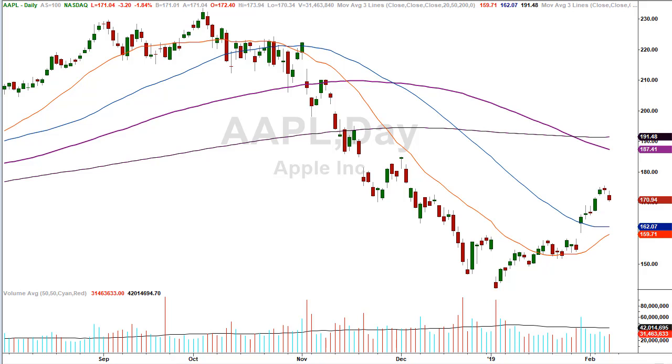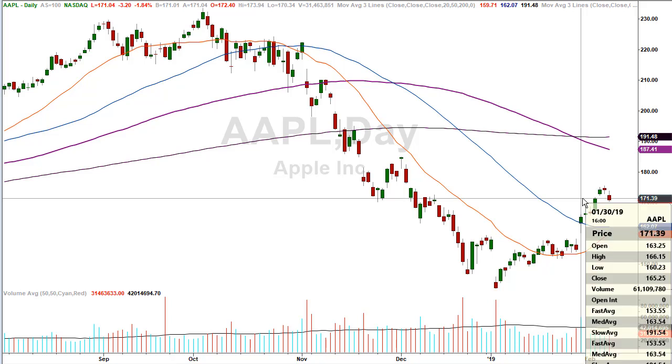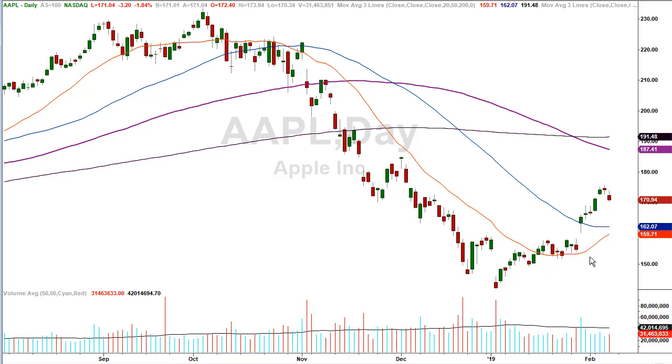If I'm not long and I'm looking to get long Apple, where would a buy area potentially be? I would get interested at 165, with a well-defined stop. And the stop would basically be the low of this day here from the 30th. So the low is 160.23. You close below that, and I'd have to get out. But I would be a buyer at 165 with $5 of risk in Apple.